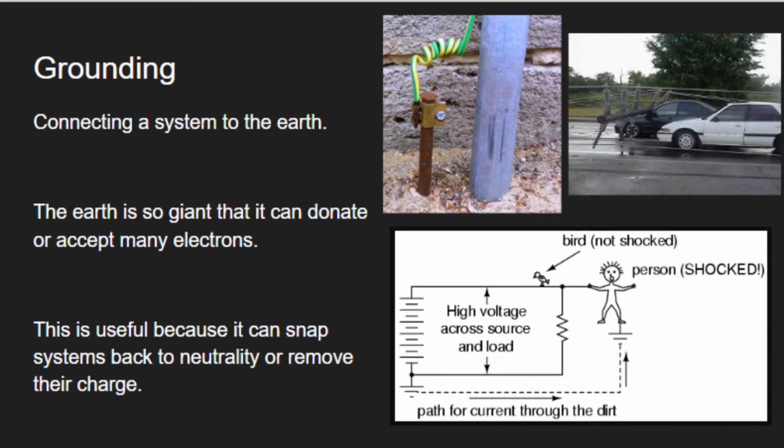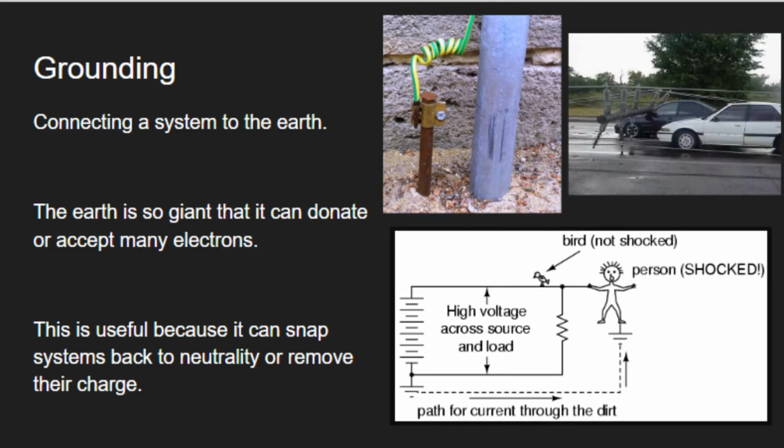We're going to talk about grounding. This is a very, very useful phenomenon that you've probably heard of, but might not understand. I've worked with it and heard of it, and I still don't have a full grasp of it. But at its core, at its simplest form, grounding is just connecting an electrical system to the earth. The idea behind this is the earth is gigantic, and it can donate or accept a lot of electrons.